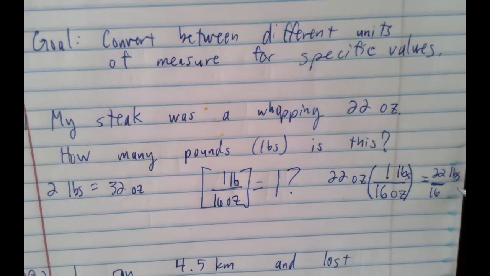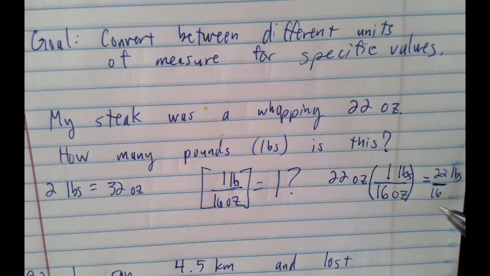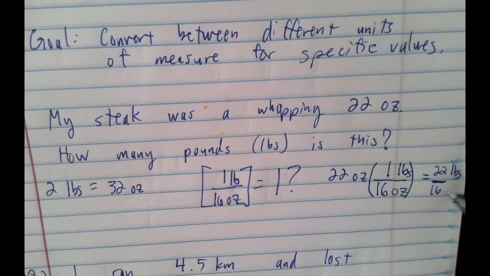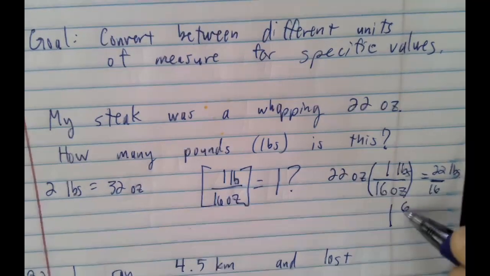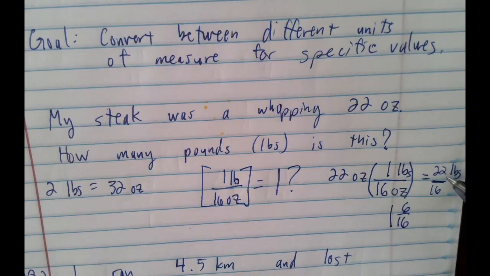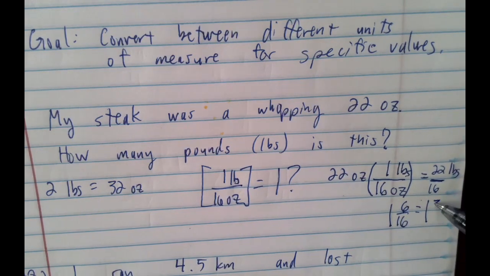That's not really the most helpful number for some of us. So here's another skill we've been working on. Let's convert that to a mixed number. 1 and 6/16. Because 16 will go into 22 one whole time, and I'll have 6 left over. So 1 and 6/16, some of you can already see, I can reduce those. Both of those are divisible by 2, so I can actually make that 1 and 3/8 pounds.